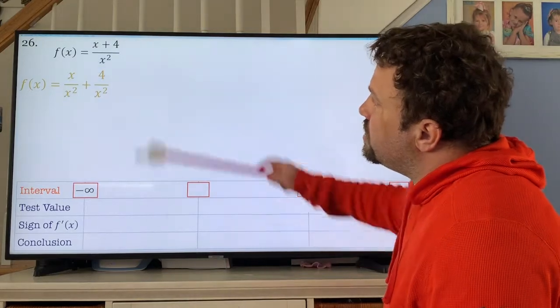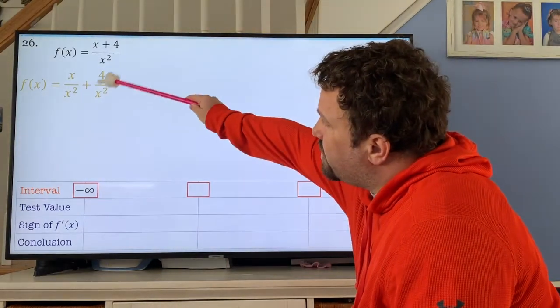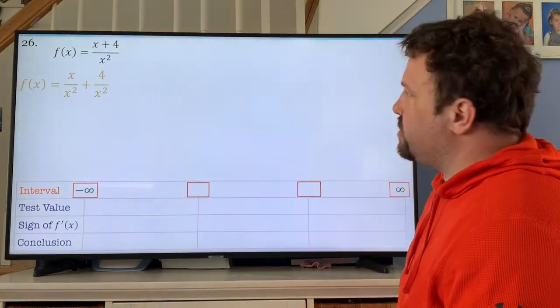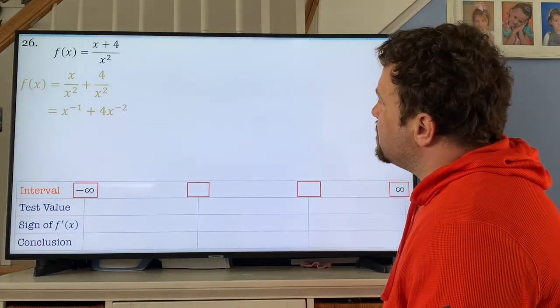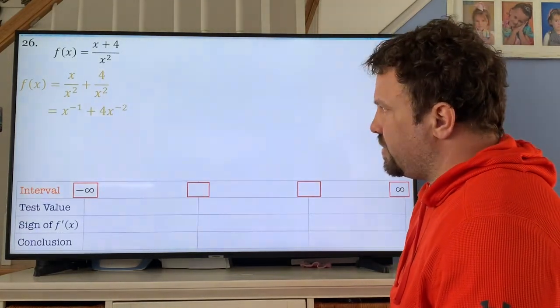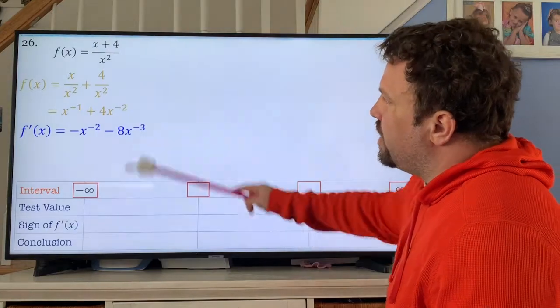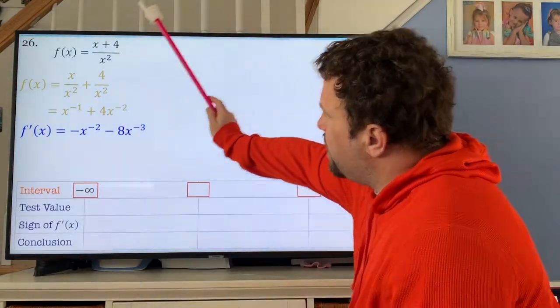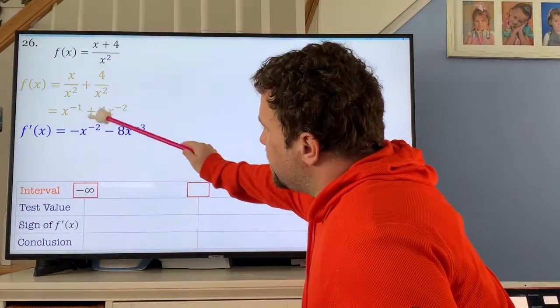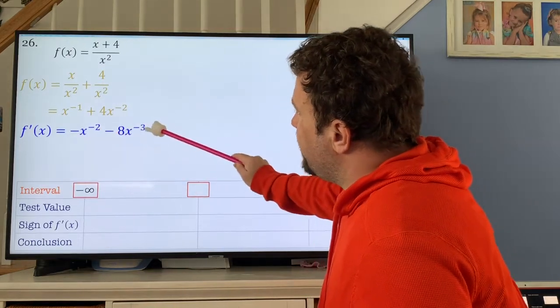You should divide both of these by x squared: x over x squared, 4 minus x squared. If you want to use the quotient rule again, x minus 1 plus 4 times x minus 2. So derive this, you get negative x, negative 1 minus 1 is negative 2, negative 8, x to the negative 3.